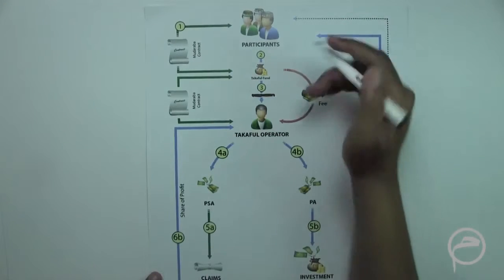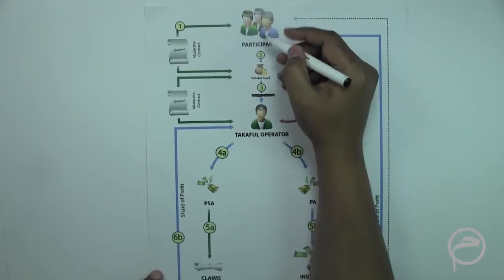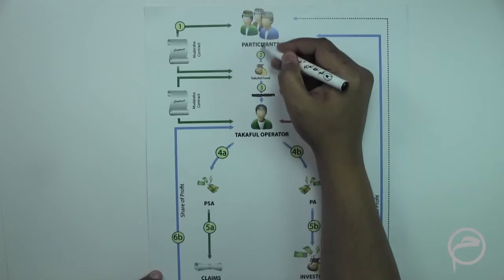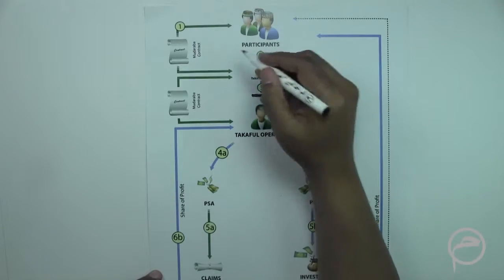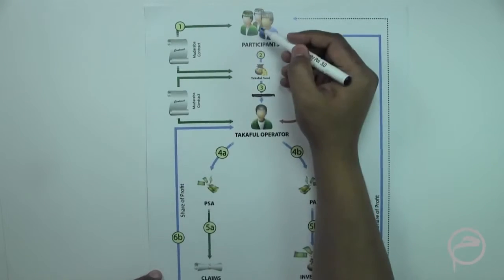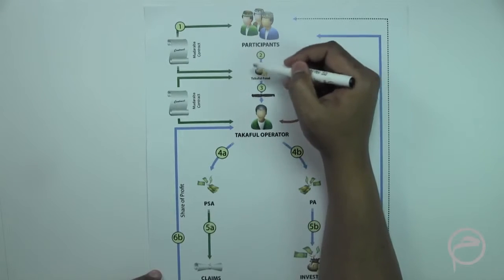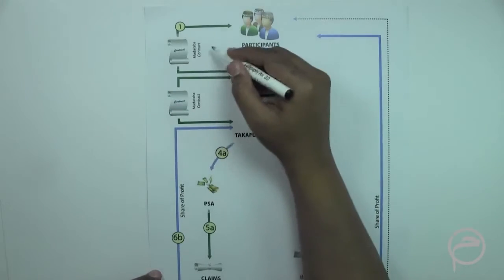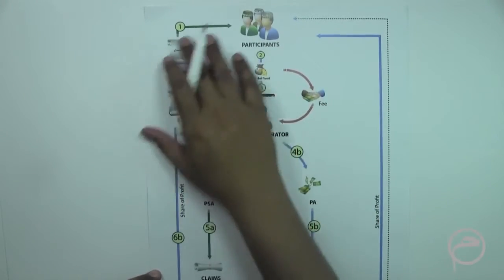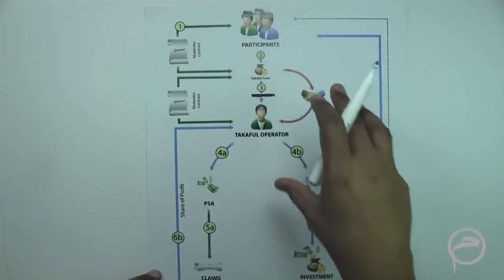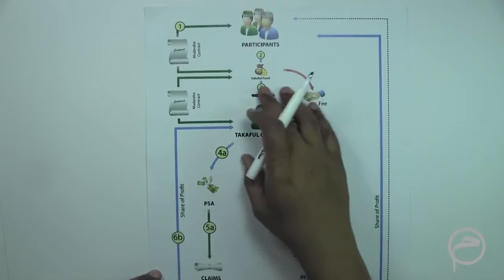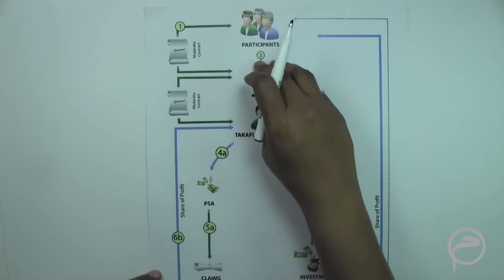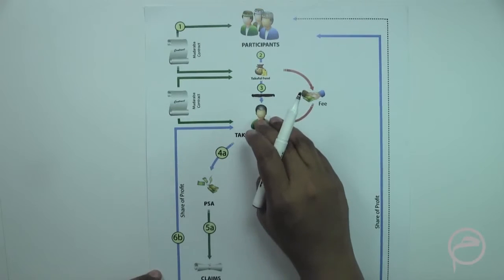In the Mudaraba model, these are the participants. The participants are contributing their donations into a Takaful fund. The arrangement between the participants in the Takaful fund and also the arrangement between the Takaful fund and the Takaful operator is based on the principle of the Mudaraba, and that is the reason why this is called a Mudaraba model.